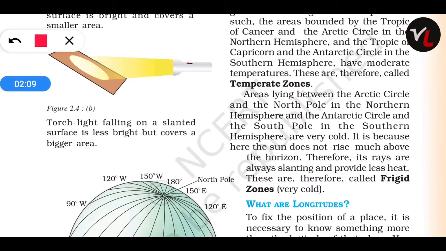The areas lying between Arctic Circle and North Pole in the northern hemisphere and Antarctic Circle and the South Pole in the southern hemisphere are very cold. It is because here the sun does not rise much above the horizon. Therefore, its rays are always slanting and provide less heat. So, this area is called the frigid zone. In this, sunlight is received less and therefore, very cold conditions prevail in this part of the earth.